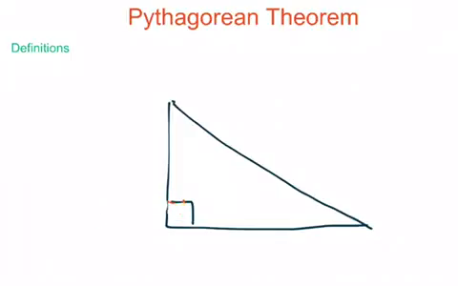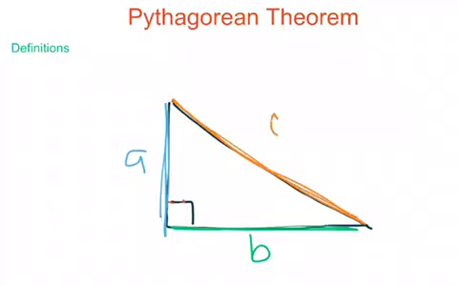So the Pythagorean theorem states that given a right triangle, the sum of the squares of the legs is equal to the square of the hypotenuse. What does that mean? So let's just give letters to these two legs. I'm going to call this leg A, and this leg I'm going to call leg B. And then the hypotenuse I'm going to call C.